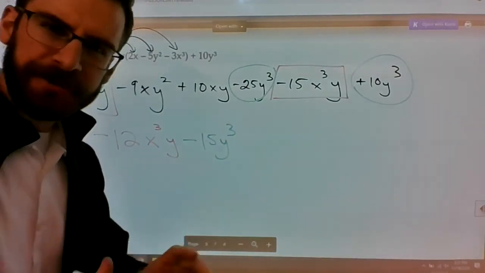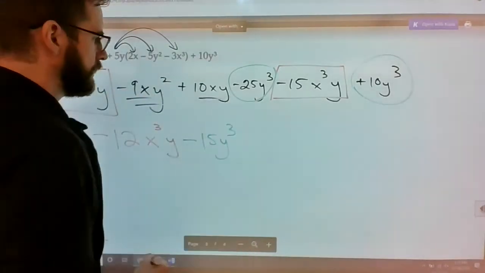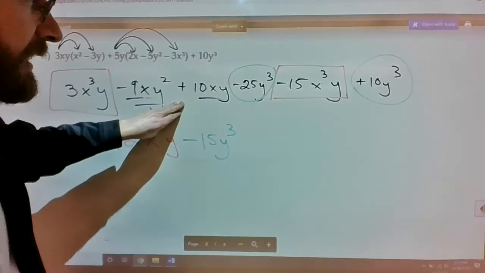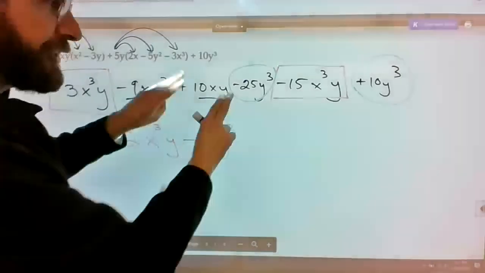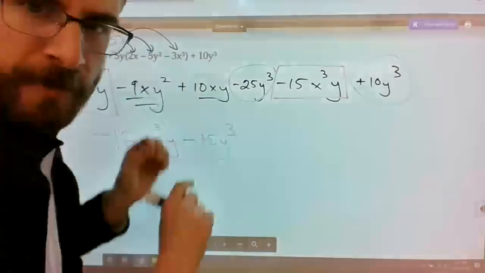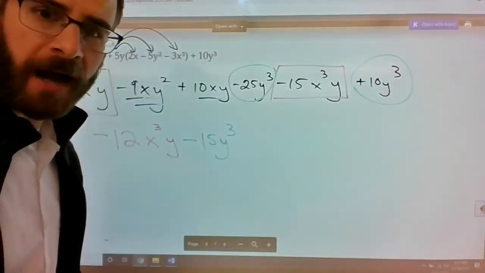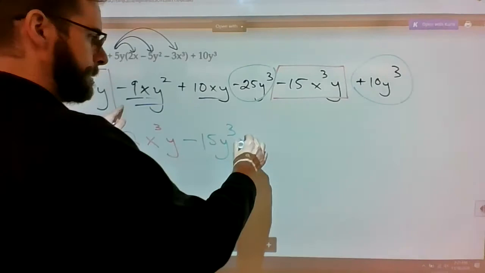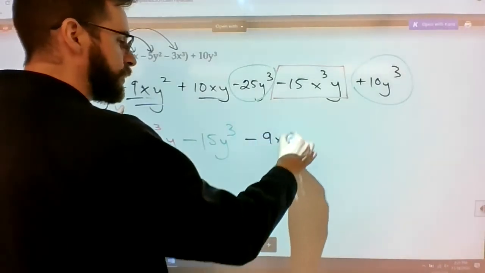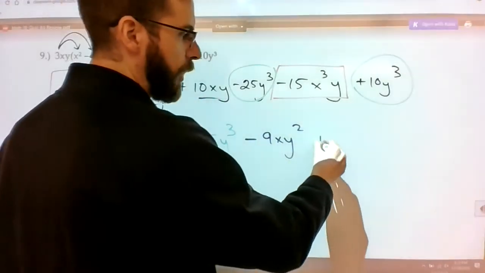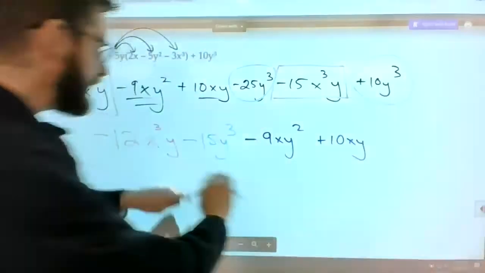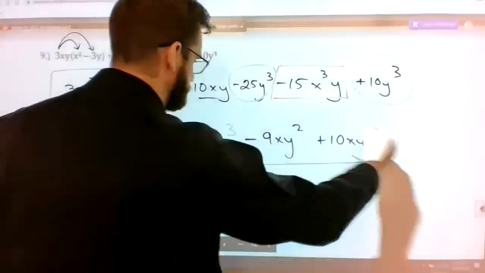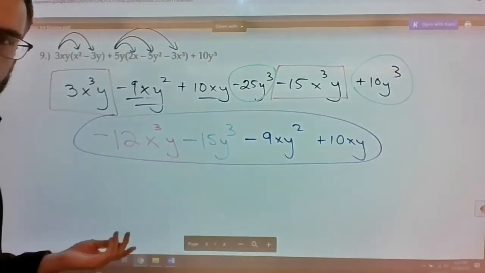Now, it might be tempting to want to combine these two, but since this is x, y, y, and this is just x, y, they don't even have the same number of variables. They don't have the same degree. So you can't combine the two with addition or subtraction. Your job at this point is to just put minus 9xy squared plus 10xy at the tail end of this thing. It cannot be combined any further. So you're done there.